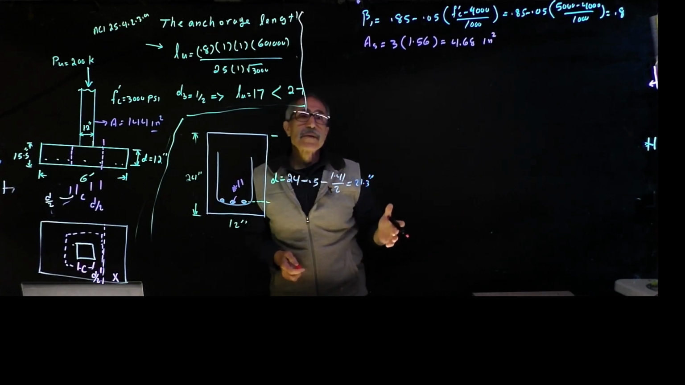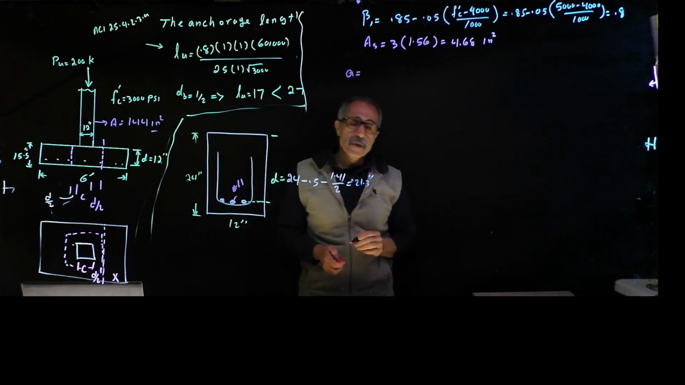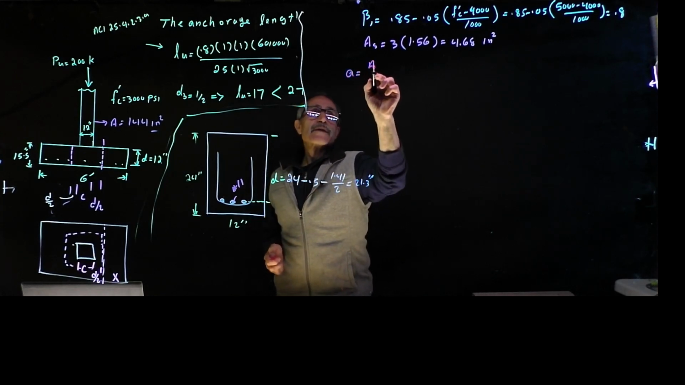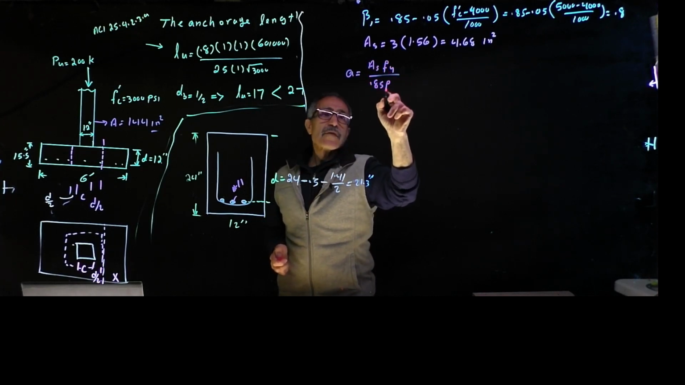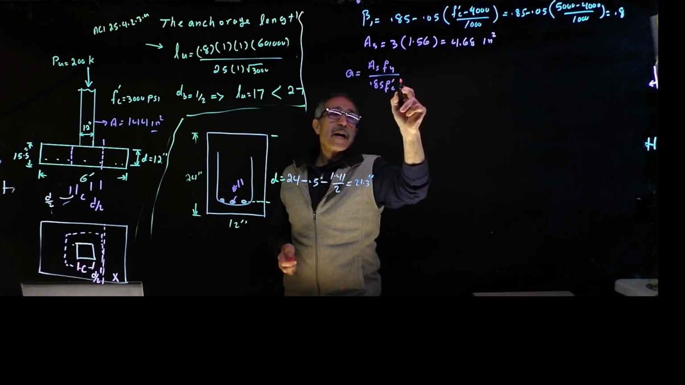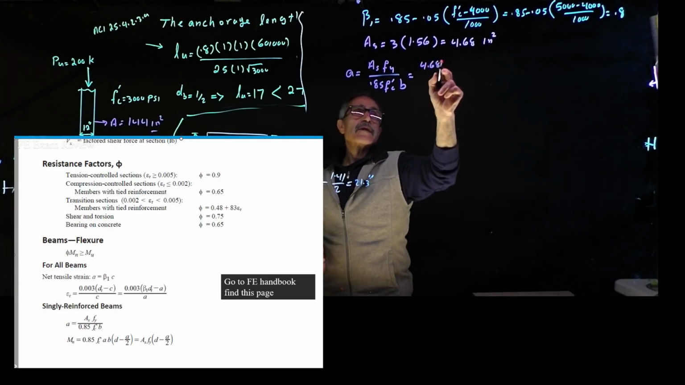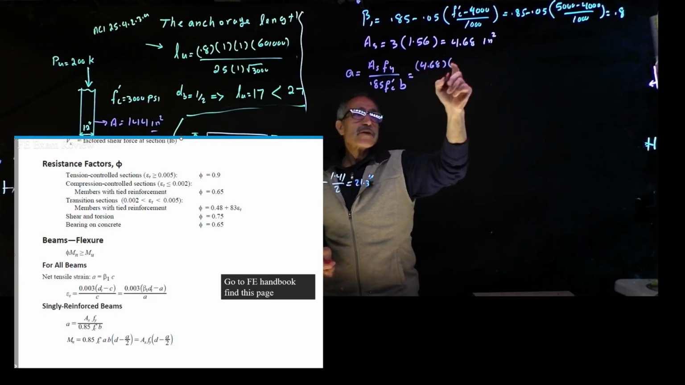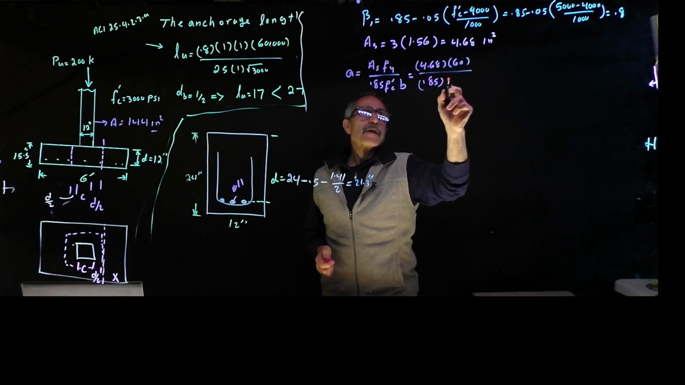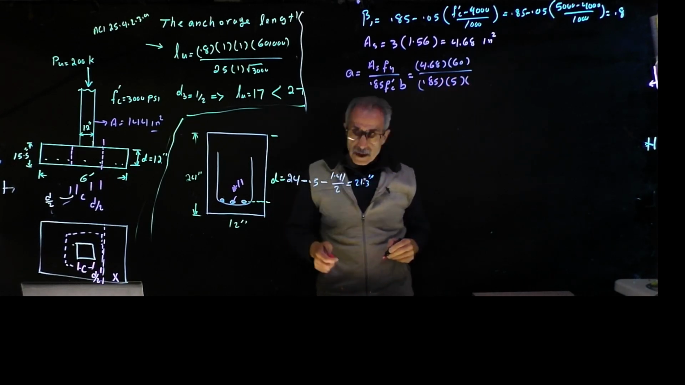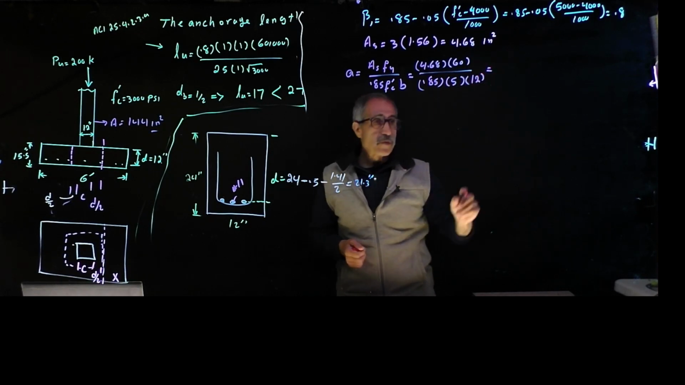Now we're going to calculate the depth of the equivalent compression stress block. A is given by As fy divided by 0.85 f'c times b, which is equal to, as we already figured out, 4.68 times 60, divided by 0.85 times 5 times 12 inch. So your stress block comes out to 5.5 inches.